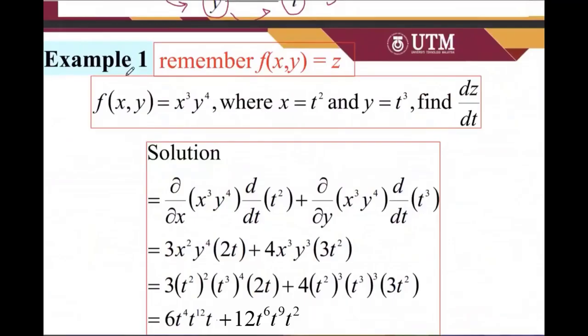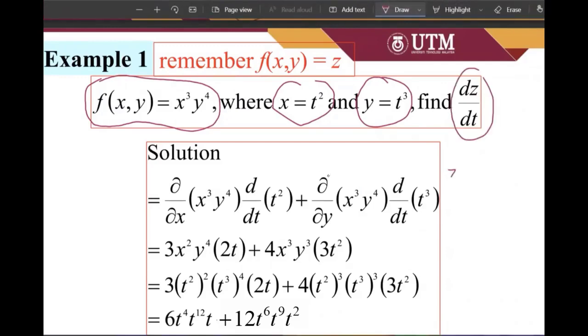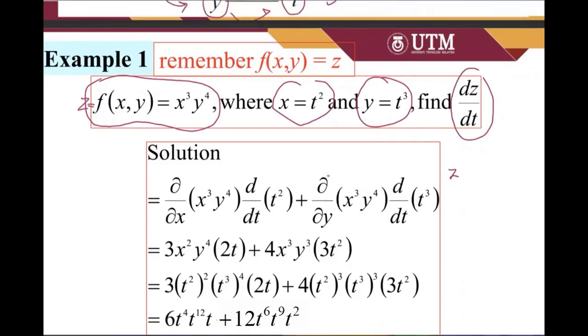Okay, we go to example 1. I said that this is a function of two variables. So you see, you have f equal to x to the power of 3, y to the power of 4. And then x in terms of t, which is x equal to t squared. And then y equal to t to the power of 3. And then the question asks you to find dz dt. So remember the tree. Z, this is z. Sometimes given to you as f(x,y), but that one is also z. Or I can say this is df dt. So you have to be familiar with the notation.